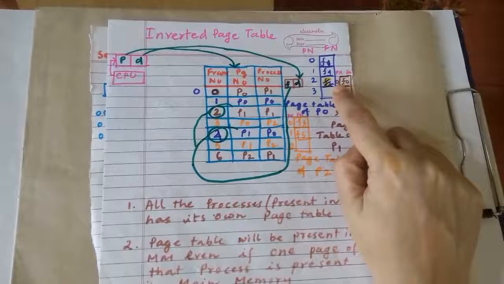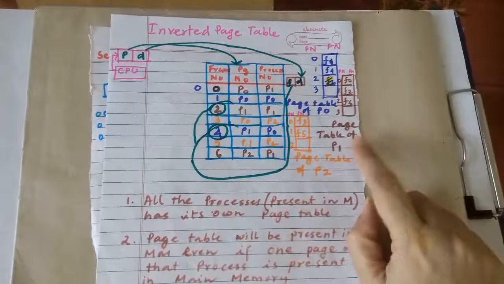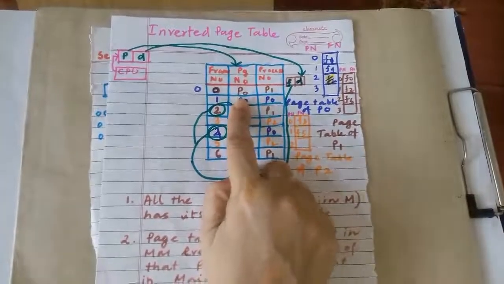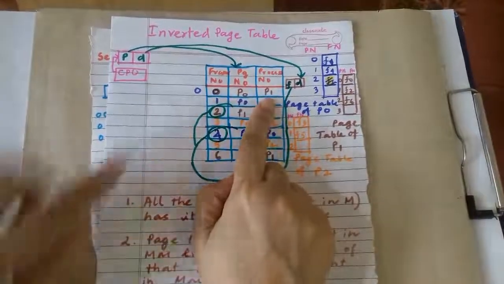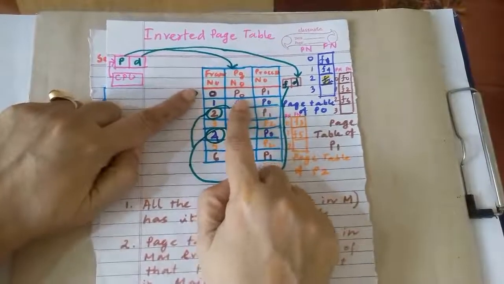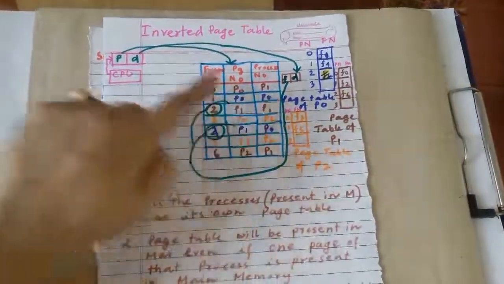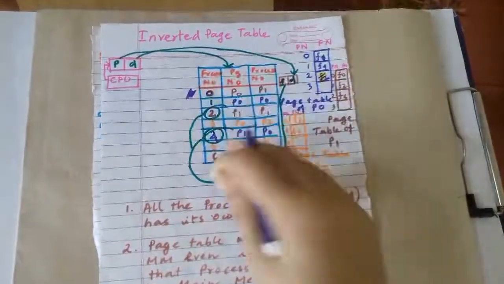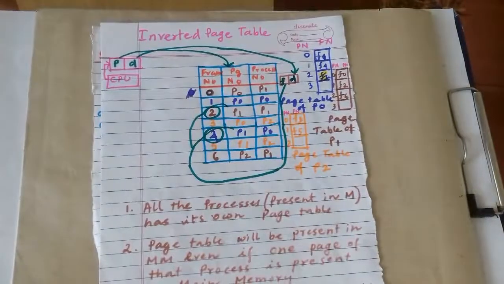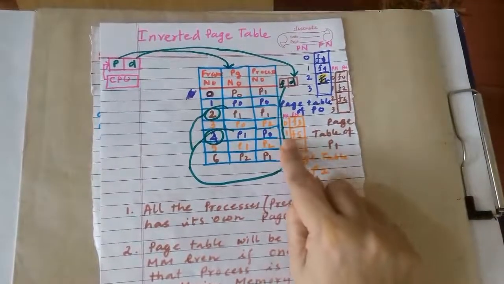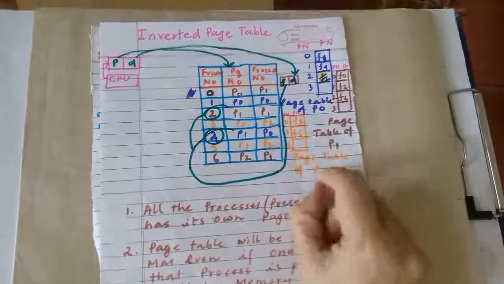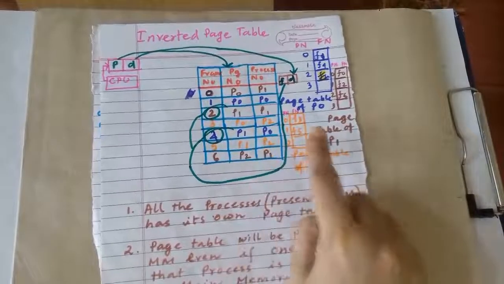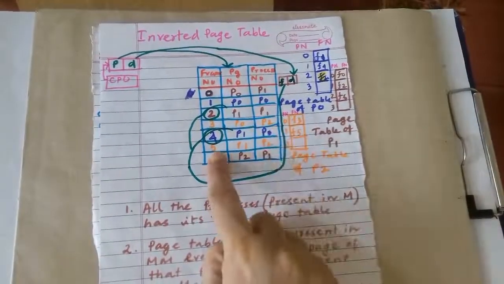F0 consists of page number 0 of process P1. So page number 0 of process P1 is present in which frame number? It is present in frame number 0. Similarly, if I take here, page number 1 of process P2 is present in which frame? It is frame number 5.